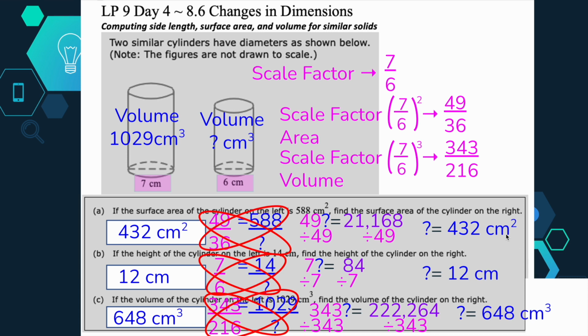Now again, be careful. These units might already be on there for you, but if they're not, you need to make sure you're paying attention to the unit. If it's area, it's going to be squared because it's 2-dimensional. If it's a length, it's not going to have any exponent because it's 1-dimensional. And if it's volume, it's going to have a cube because it's 3-dimensional. So pay attention to those units. Make sure you choose the correct one when they make you do that.